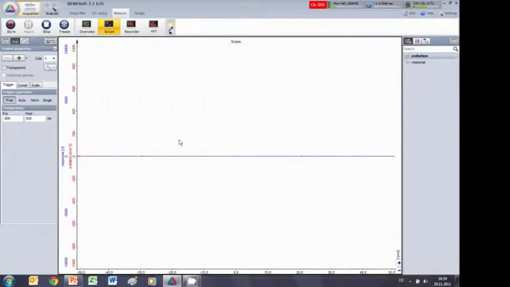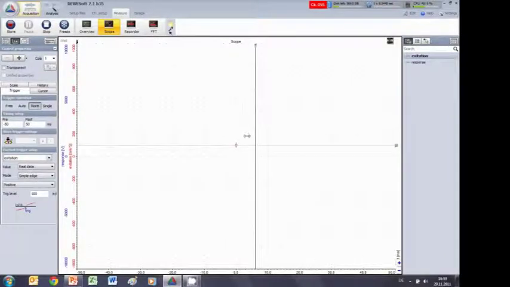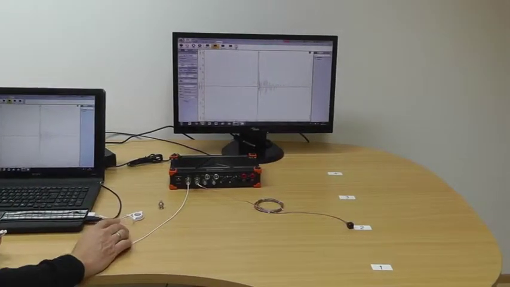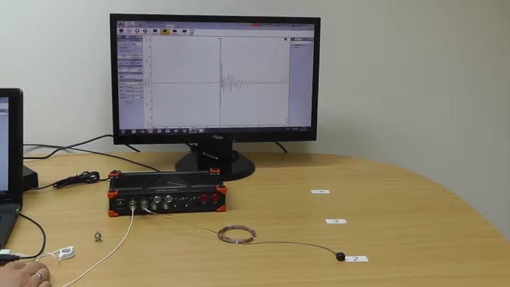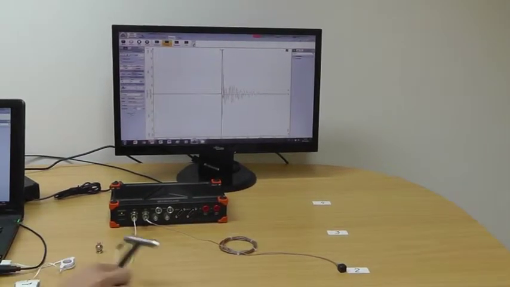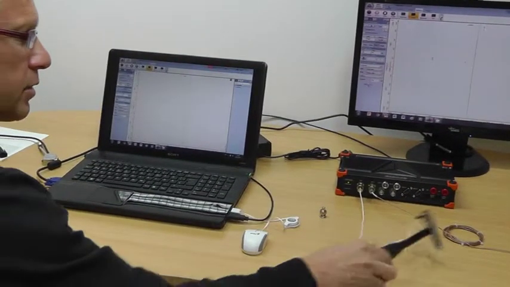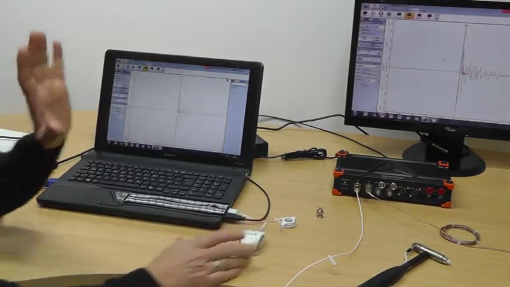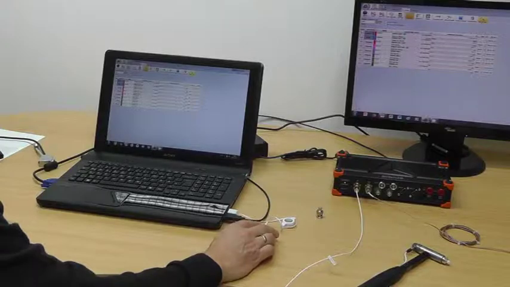The scope people know exactly: don't use free run, use normal mode, set the trigger level somehow and hit the line. Okay, now you see two channels, excitation and response. What's important here is the trigger level. I remember the trigger level, something like 100, or a little bit higher; 100 to 200 is okay. This I remember, and now I go back to my channel setup and go to modal test.